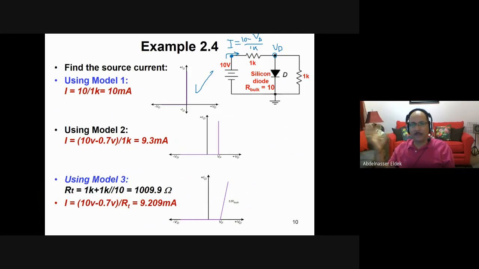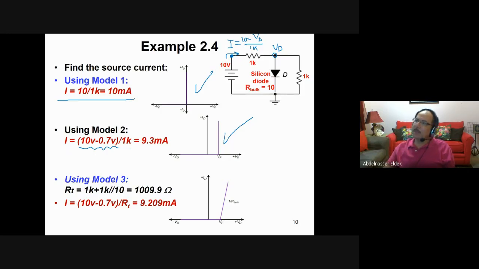Okay, so now if we assume that we have the normal or the ideal case, then we do not have VD. VD is just 0. Then it will be 10. The current is 10 divided by the resistance, which is 1K. That's 10 milliampere. If we assume that we have a constant voltage here, we do not have a resistance, second model, then we have to put VD equal 0.7. Then 10 minus 0.7 divided by 1K, that is 9.3 milliampere. Okay, this is the current.